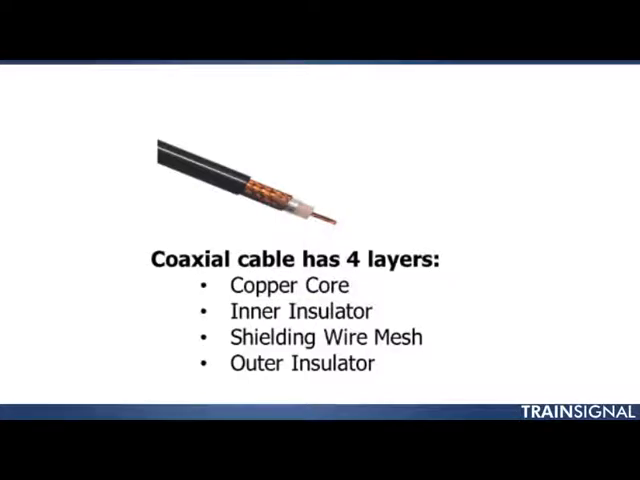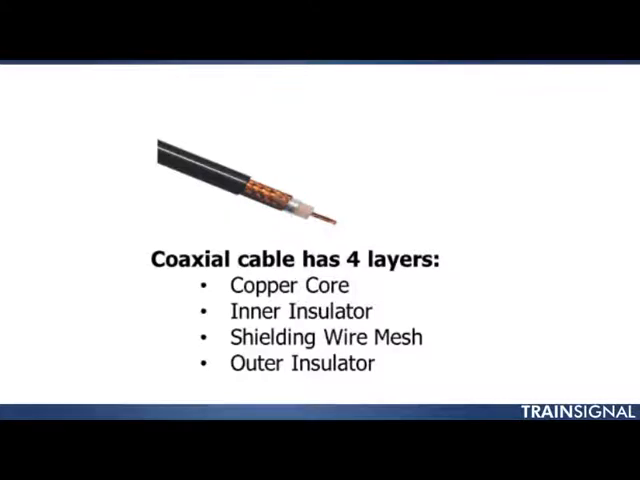But then we also have an inner insulator, which its whole purpose in life is really nothing more than to insulate between the copper core and then the next layer, which is the wire mesh shielding. So since this extra wire mesh shielding is made of metal also, it would conduct along with the copper core. And that's why we have to have that inner insulator separating the two. Now, why do we have to have this extra shield?